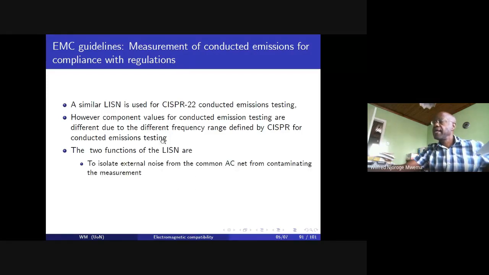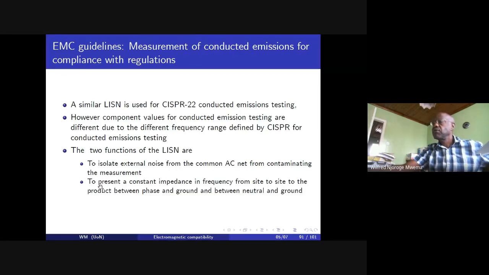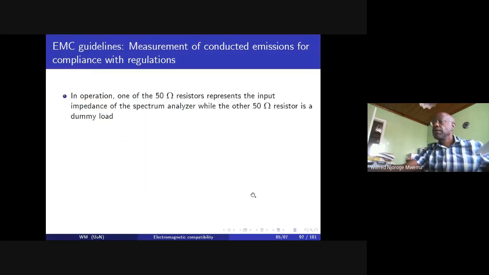We said LISN is line impedance stabilization network. So the first one is to isolate the external noise from the common AC net from contaminating the measurement. Two, to present a constant impedance in frequency from site to site and to the product between phase and ground and between neutral and ground. So in operation, one of the 50 ohm resistors will represent the input impedance of the spectrum analyzer, while the other 50 ohm resistor will be a dummy load.